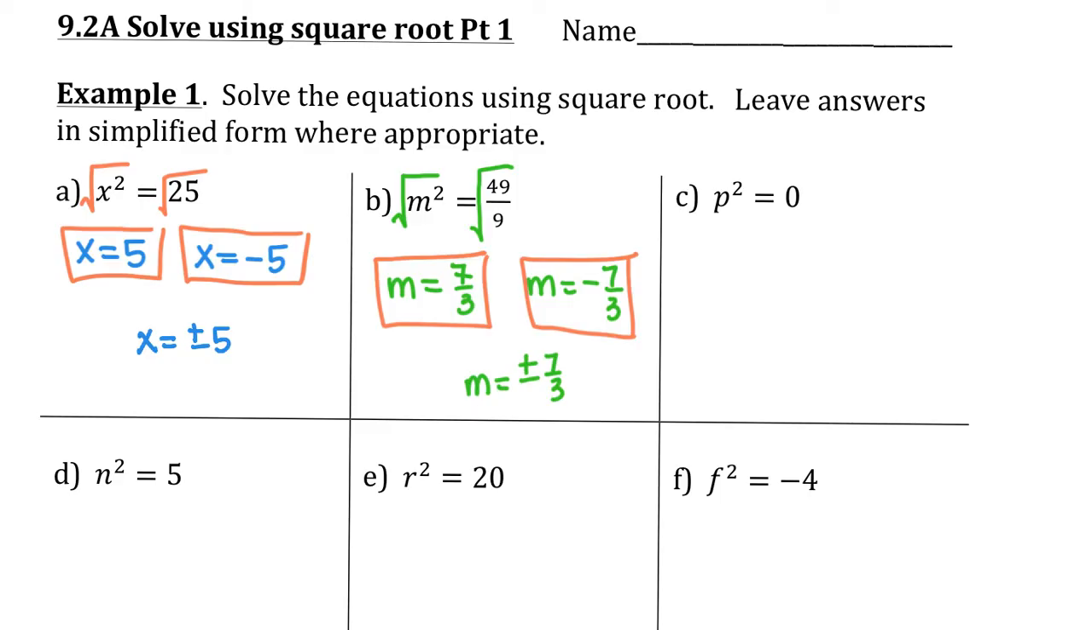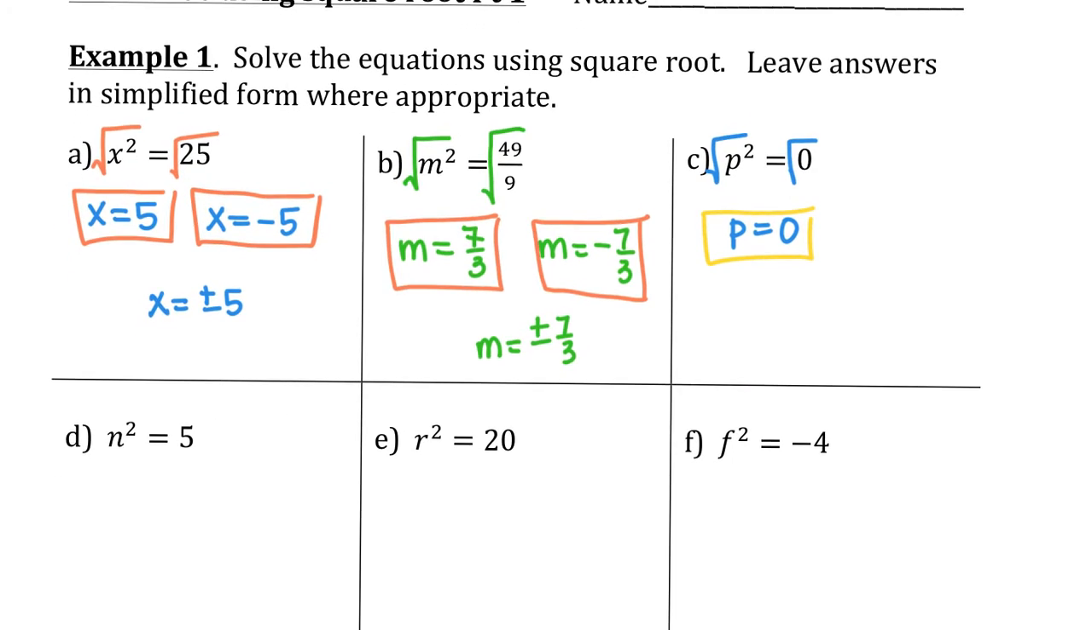Okay, I'm going to go ahead and try the next one. Since it's p to the second power, I will square root both sides. The square root of 0 is 0. Normally we also have a negative answer, but there's no such thing as -0. So I only get one answer here. P is 0.